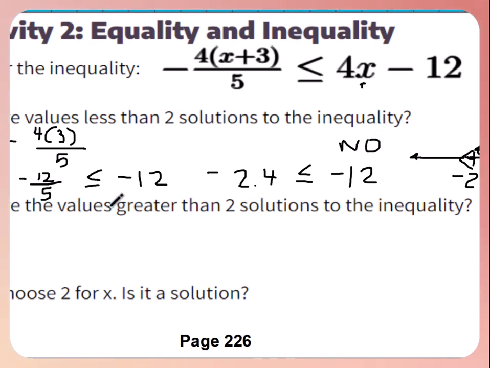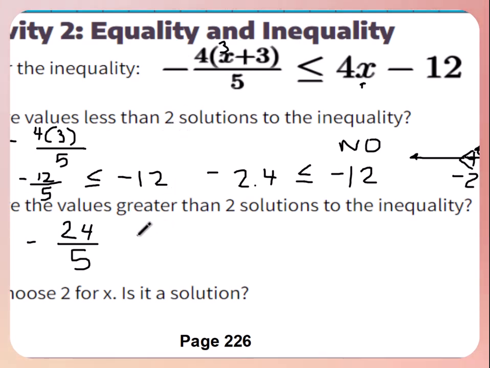Now let's look at any of the values greater than 2. So let's just pick 3. Substitute that in. 3 plus 3 is 6. 6 times 4 is 24. 24 divided by 5, and it's going to be negative. Don't forget the negative right here, because that will mess you up.